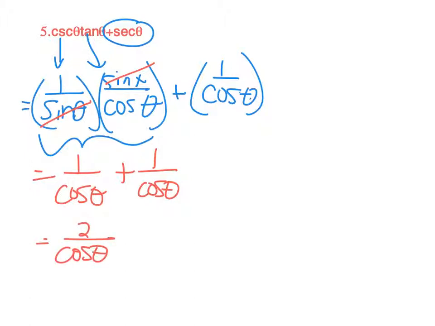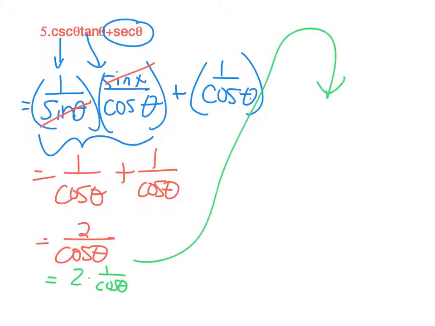And you never want to have a fraction in your final answer. And so this is the same thing as 2 times 1 over cosine. So that turns into 2 times secant. Oops, wrong way. Sorry, 2 secant of theta.